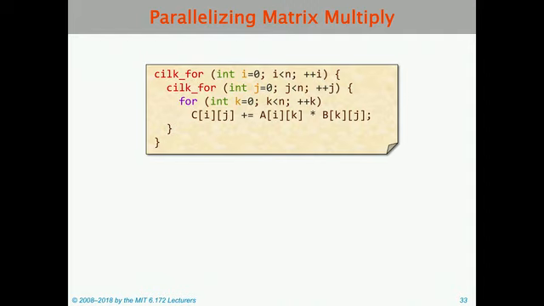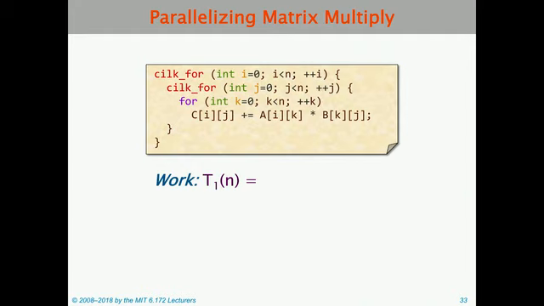I can't easily parallelize the inner loop because if I do, I get a race condition, because I'll have 2 iterations that are both trying to update C of ij. So I can't just parallelize k, so I'm just going to parallelize i and j. The work for this is what?